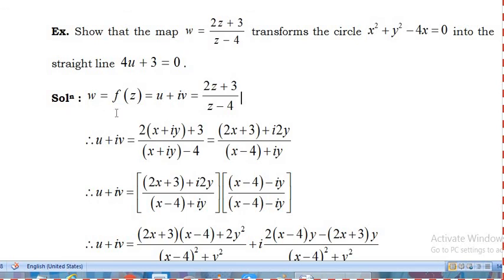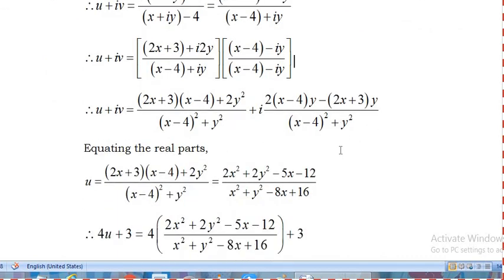Now W equal to f(z) is equal to u plus iv, and that is given as (2z + 3)/(z - 4). Therefore, u + iv is equal to (2(x + iy) + 3)/(x + iy - 4), and that is equal to (2x + 3 + i·2y)/(x - 4 + i·y). Let us multiply numerator and denominator by the conjugate of this, that is x - 4 - iy, and simplify here.